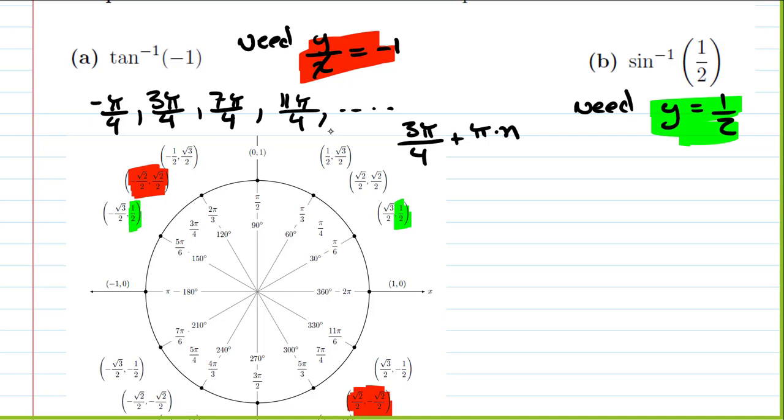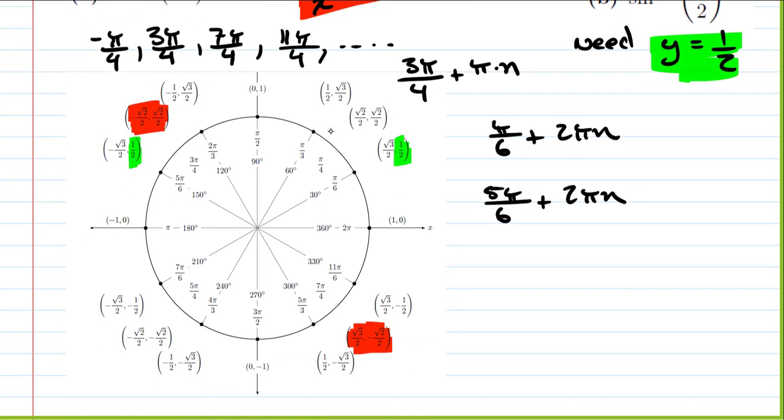So our first solution is going to be pi over 6, but then we could also wrap around the unit circle, so plus 2 pi n. Our other solution is going to be 5 pi over 6 plus 2 pi n for each trip around the unit circle. And that would be our inverse values for each of these and the exact values for those.